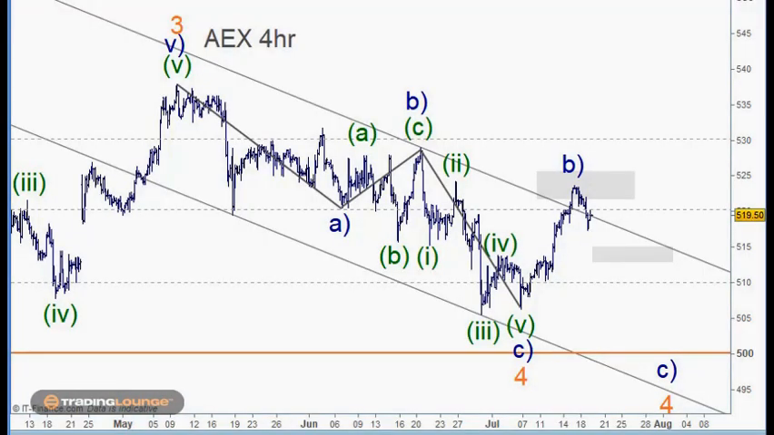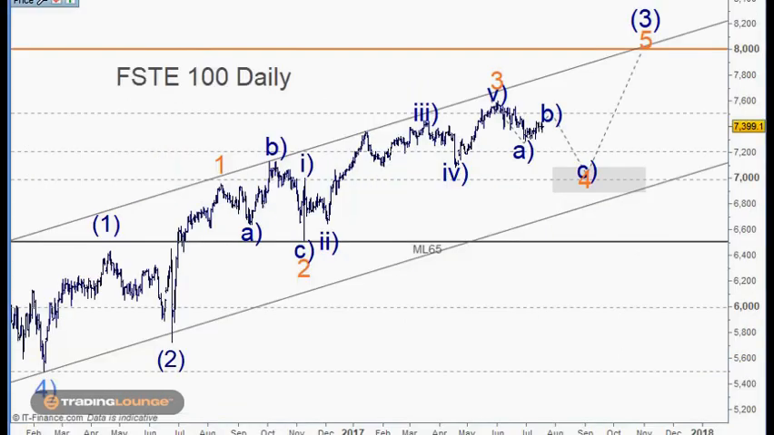France is much the same. The UK market is also much the same as well. It's the same sort of dilemma, just on the daily chart here.